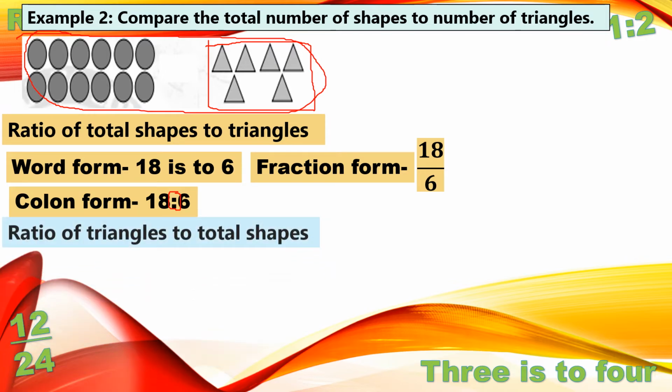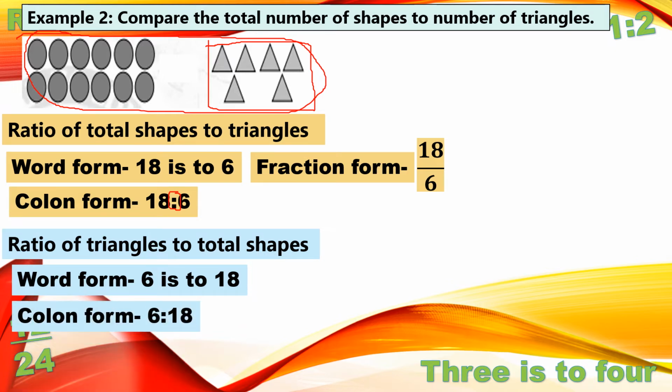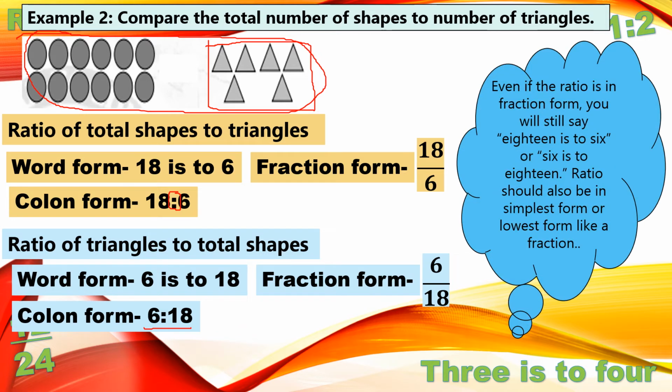So, next, the ratio of triangles to total shapes. So, balikan na rin naman natin. So, in word form, it is 6:18. Column form, 6:18. And fraction form, 6/18. So, even if the ratio is in fraction form, you will still say 18:6 or 6:18.